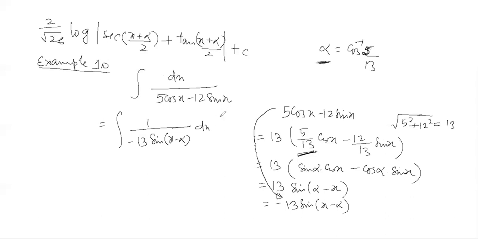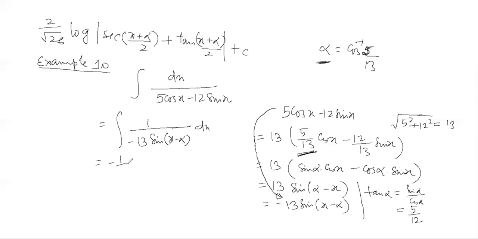Alright. If someone asks the value of alpha, I can find out tan alpha equals sin alpha upon cos alpha. Very good. So sin alpha is what? 5 upon 13, right? And cos alpha is 12 upon 13. 5 upon 13 and 12 upon 13 gives 5 upon 12. Okay. Alright. Very good.